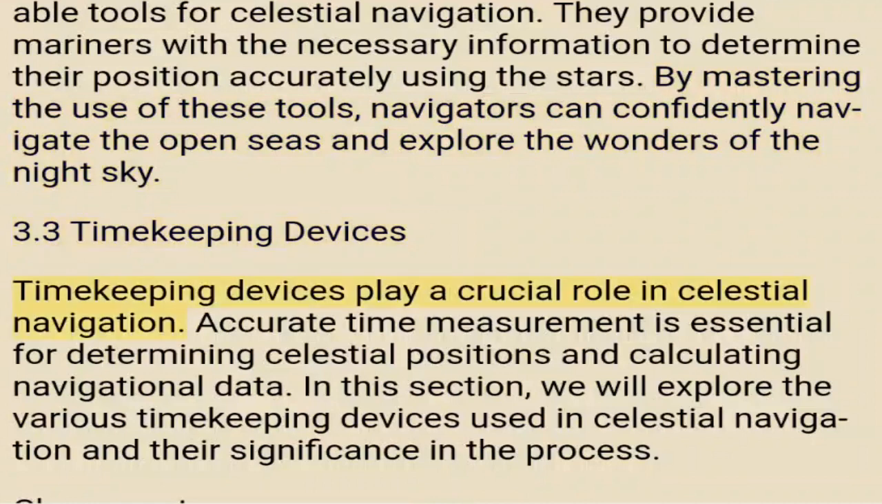3.3 Timekeeping devices. Timekeeping devices play a crucial role in celestial navigation. Accurate time measurement is essential for determining celestial positions and calculating navigational data. In this section, we will explore the various timekeeping devices used in celestial navigation and their significance in the process.